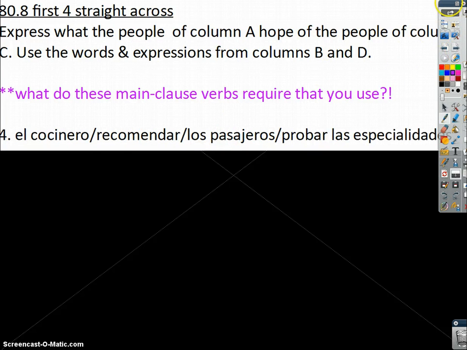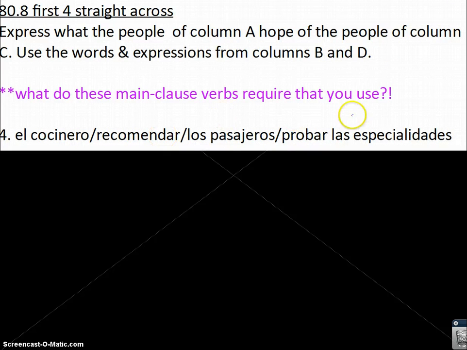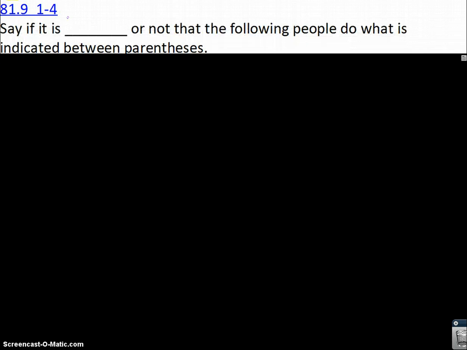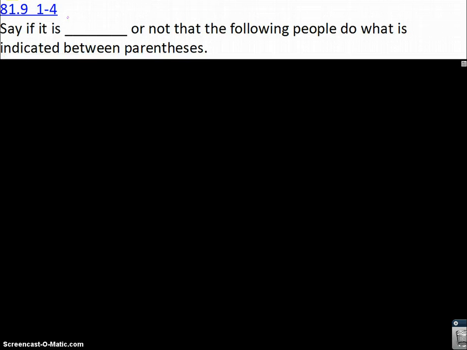And 4, all the verbs and words that you need for this one. So that's exercise 8 on page 80. And here we have the last exercise. Exercise 9 on page 81, just numbers 1 through 4. The directions that I want you to follow are to say if it is or not that the following people do what is indicated between parentheses.